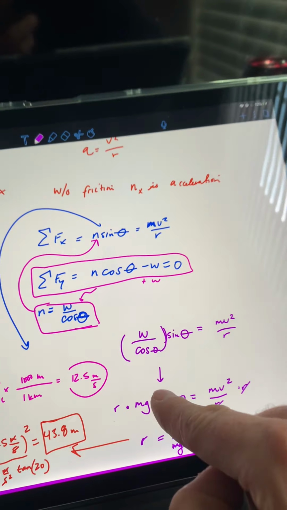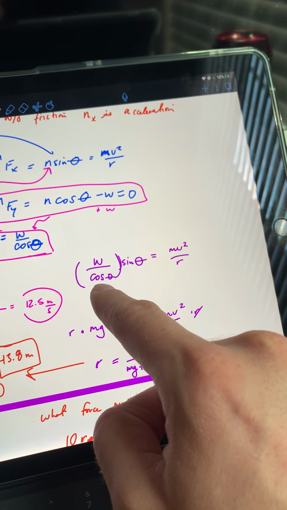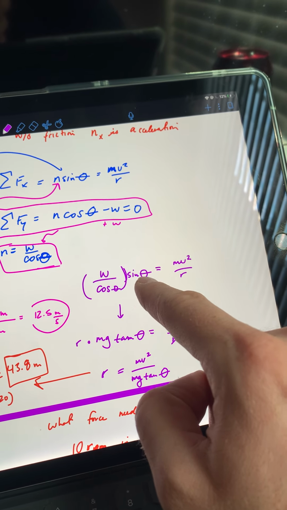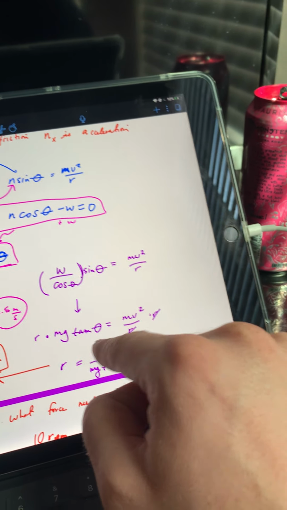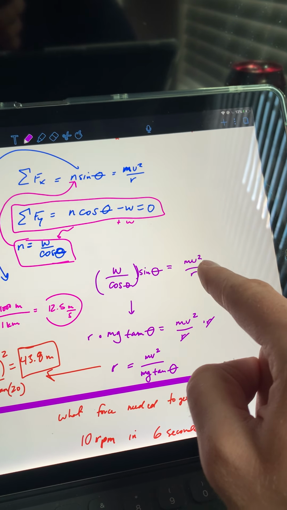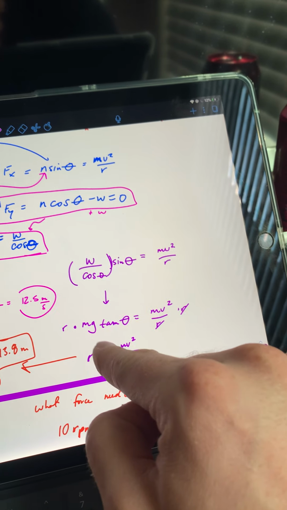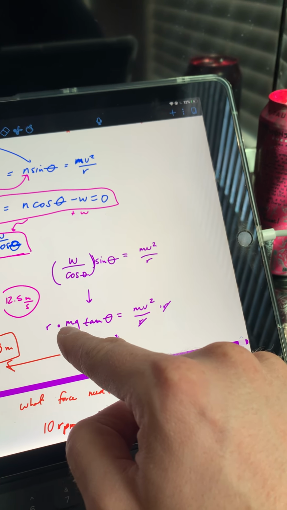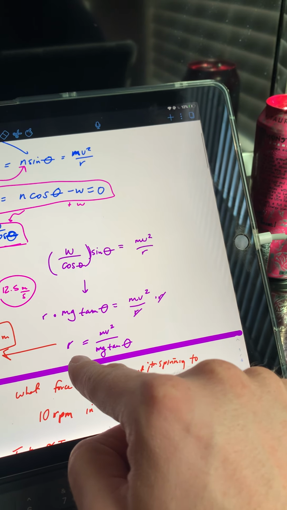So that math is done here. So the w over the cosine of theta times the sine of theta is equal to mv squared over r. These two create the tangent of theta. And so rearranging this, multiplying r by both sides, and then dividing by the mass times gravity, which is the weight, times the tangent, we isolate r here.